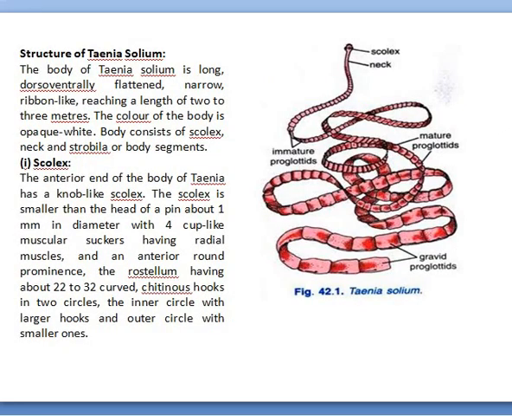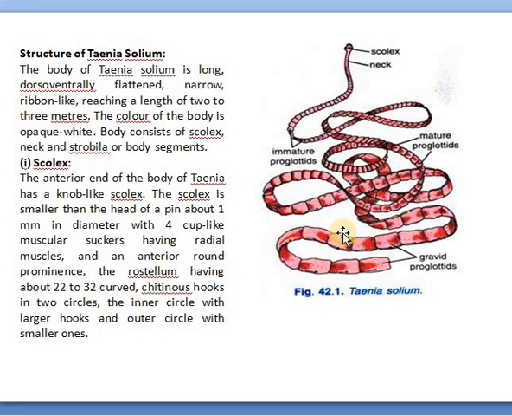The entire structure of Taenia solium is shown here. Systematic position: phylum Platyhelminthes, class Cestoda, subclass Eucestoda, order Taeniidea, genus Taenia, species Taenia solium. So this is Taenia solium. Before I discuss the habitat of Taenia solium, this is the structure. In this slide you can see the structure of Taenia solium.